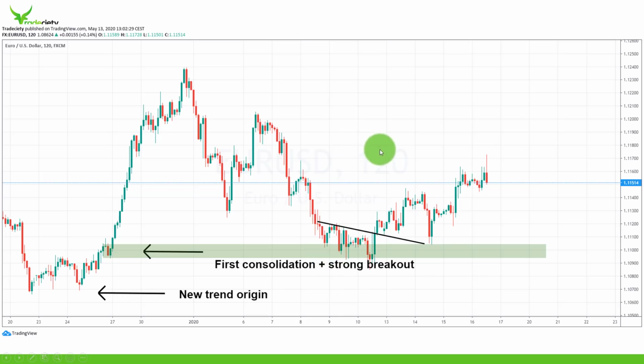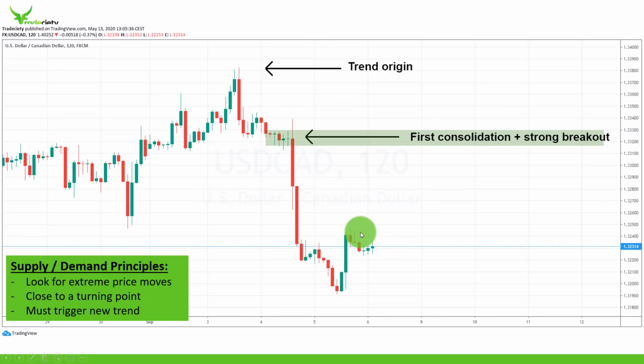That's why it's so important to have a pattern structure around the re-entry time. So when the market re-enters the supply and demand area, you don't blindly trade it with a limit order, but you really wait for some type of signal and pattern to be created around the level.